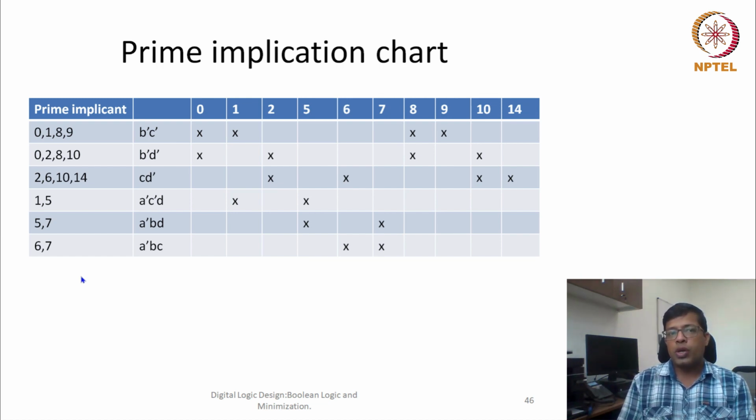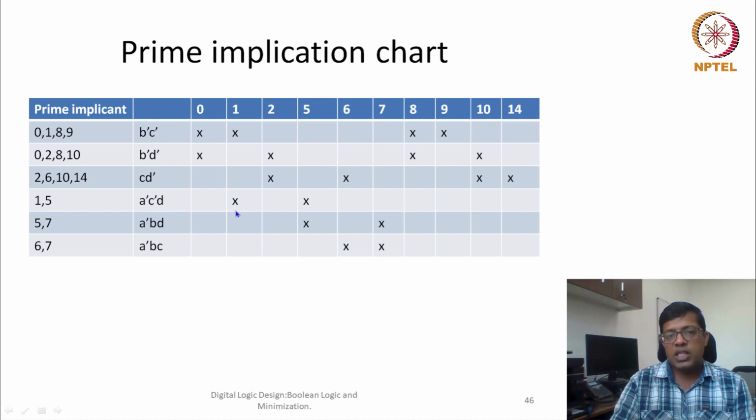I'll repeat. So what do we want? We want a minimum solution. In a minimum solution, the total number of prime implicants should be minimized. The other condition is all the min terms should be covered by at least one prime implicant. So this gives us a hint that those min terms which are covered by only one prime implicant, they are the most important, so they become essential prime implicants.